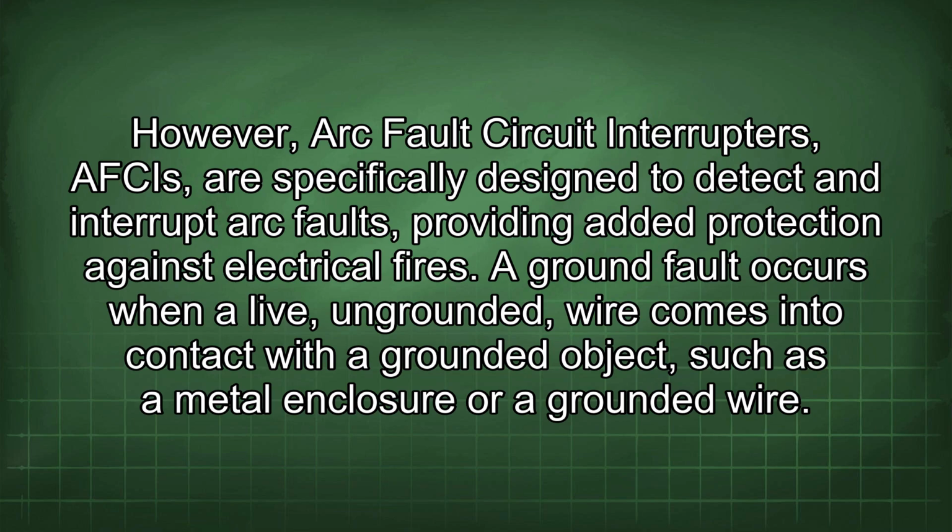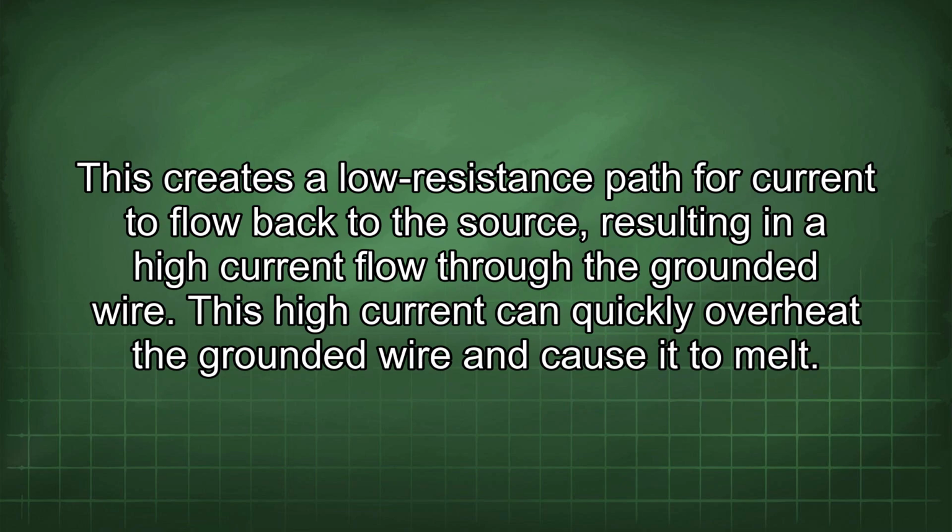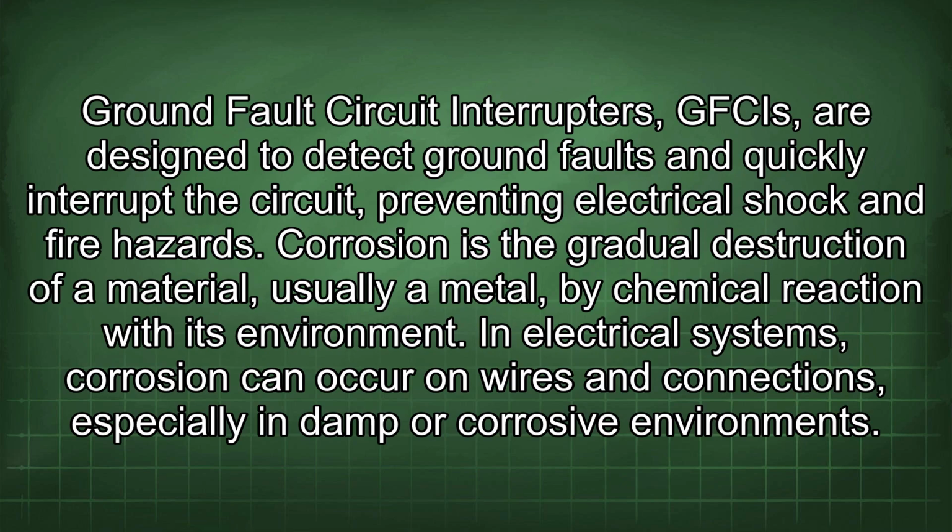A ground fault occurs when a live, ungrounded wire comes into contact with a grounded object, such as a metal enclosure or a grounded wire. This creates a low resistance path for current to flow back to the source, resulting in a high current flow through the grounded wire. This high current can quickly overheat the grounded wire and cause it to melt. Ground fault circuit interrupters, GFCIs, are designed to detect ground faults and quickly interrupt the circuit, preventing electrical shock and fire hazards.